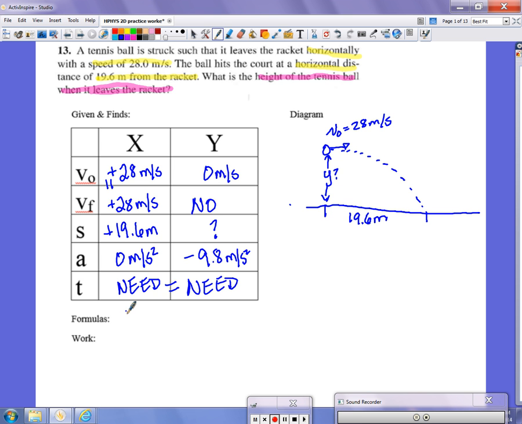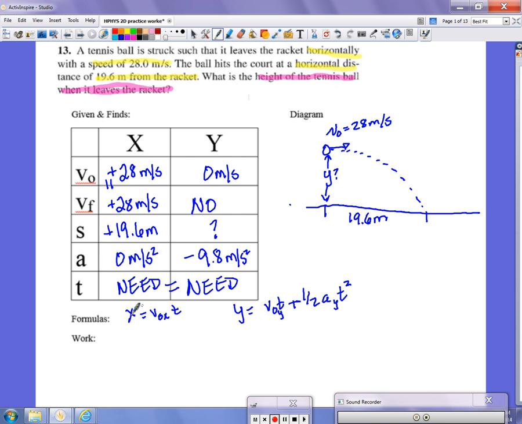Okay, so the formulas we're going to use: in x there's only one formula, that's x equals v naught x t, and then in the y direction, when we get done, we will use the no VF formula, and the no VF formula, just to jot it down here, is y equals v naught t plus 1/2 a t squared, and those are subscripts on these y's.